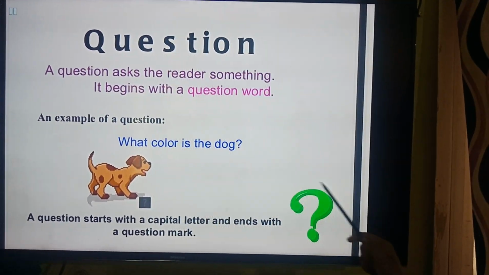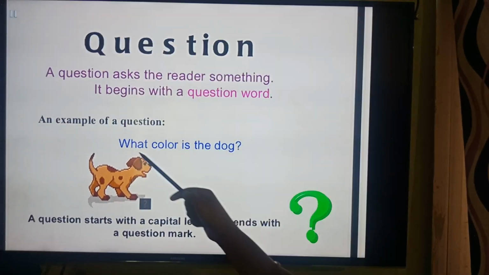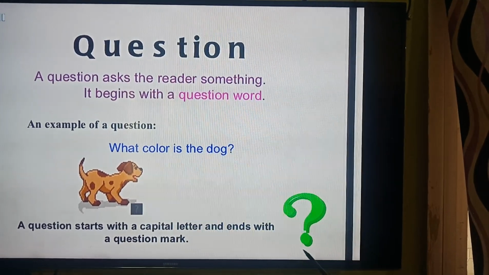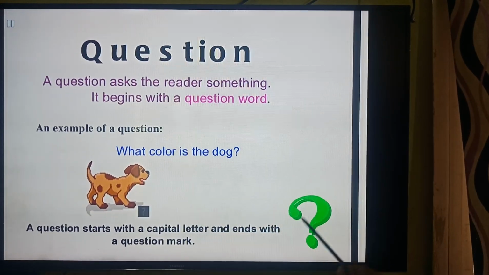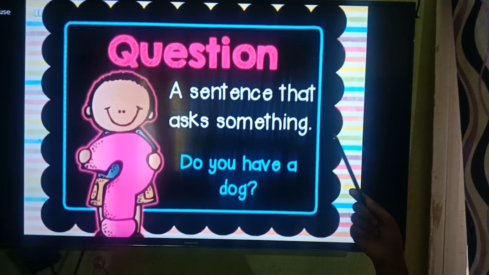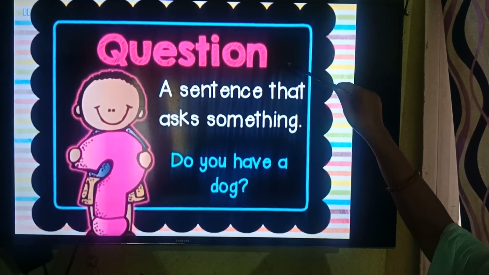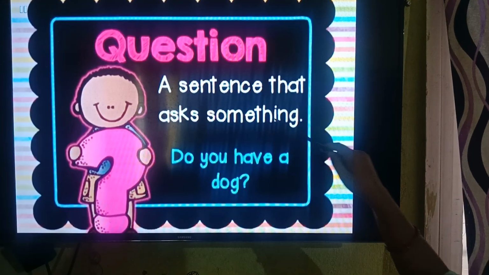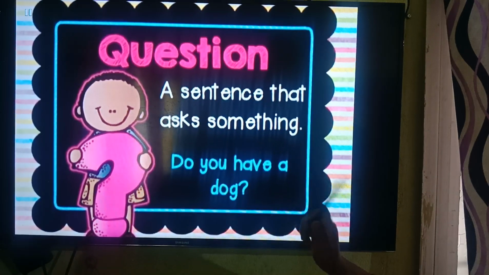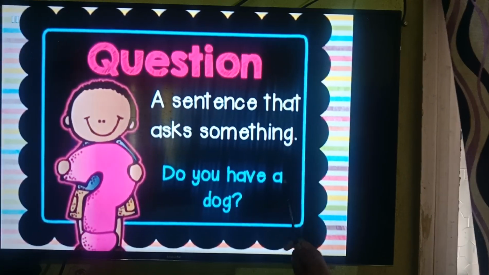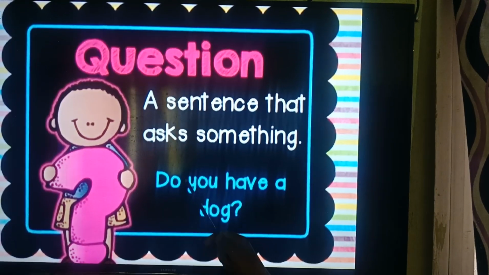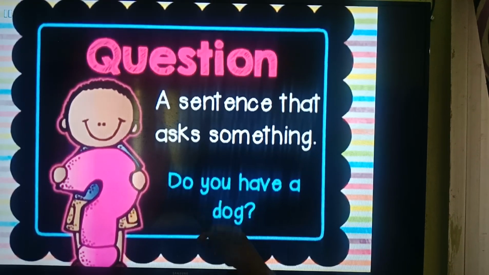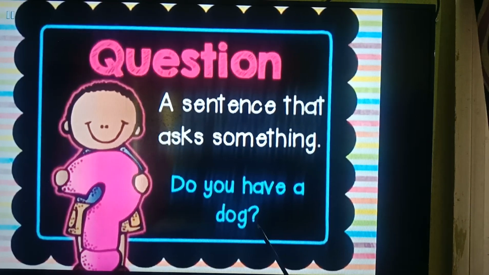You can see this is our question mark, children, and here you can see our sentence is ending with this question mark. Please see once more, this is our question mark. In simple words, children, a sentence that asks something is a question. For example, do you have a dog? You can see this sentence is starting with the question word do and it is ending with the question mark.